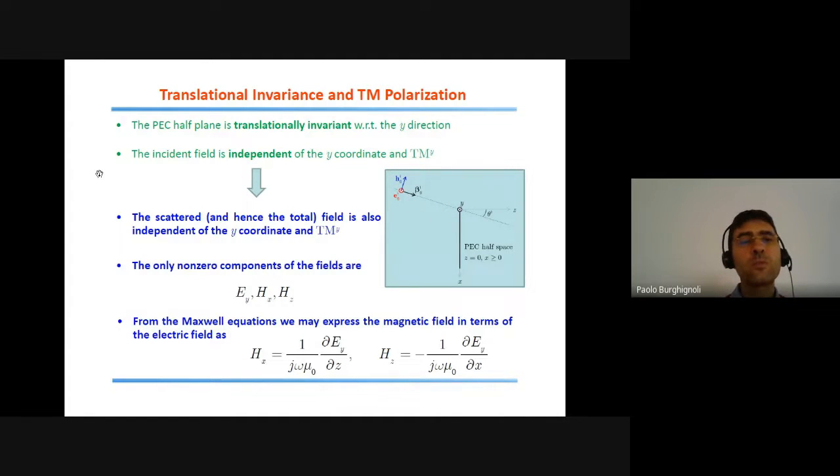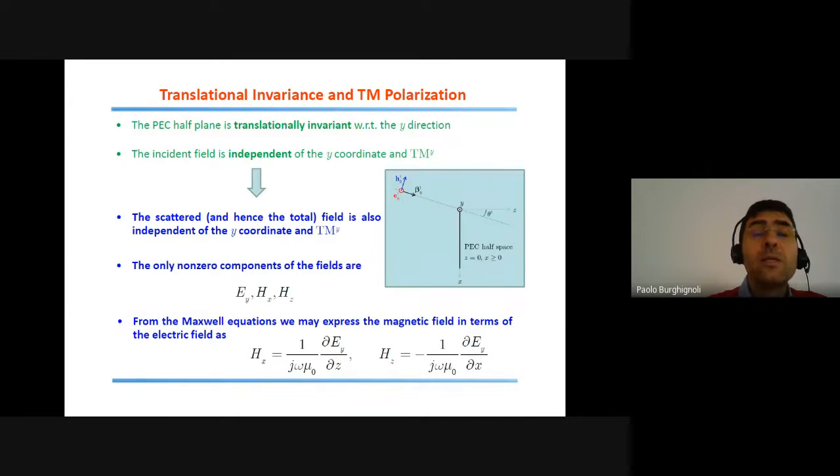So from these first two remarks, we may derive some consequences. First of all, that the scattered field, and therefore also the total field, which is the sum of the incident and scattered fields, is also independent of the y-coordinate, and it is also polarized TM with respect to y. And furthermore, the only non-zero components of all these fields are Ey, the component of the electric field parallel to the rim of the half plane, and the transverse components Hx and Hz of the magnetic field.